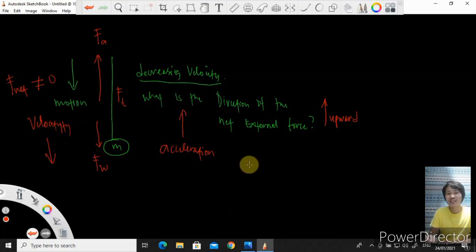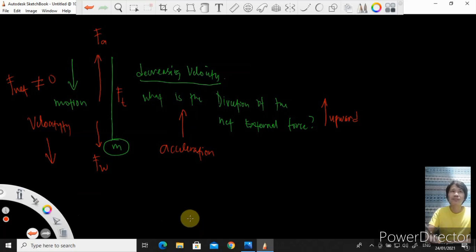yung manner on which the velocity is changing, pataas. Okay ba yun? So, pababa yung motion, yung velocity pababa, pero yung change ng velocity mo, bumabagal siya eh. Ang mangyayari, yung initial velocity mo mas malaki kaysa sa final velocity eh. So, yung acceleration mo pataas. Okay?